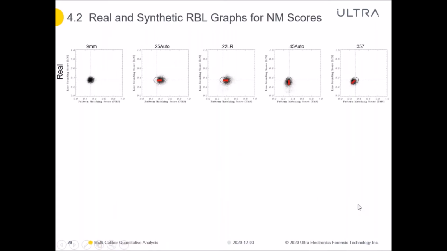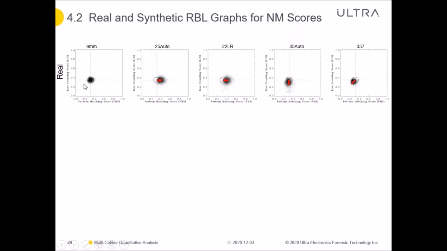Okay, now we bring back those real non-matching score distributions, where for 9mm, it's right in the middle of the circle because it is my reference dataset. For 25 and 22, the non-matching scores are shifted to the right. For 45, we have a shift towards the pattern matching score axis. And for 357, we have a shift towards the origin.